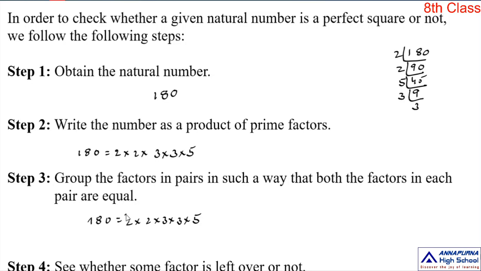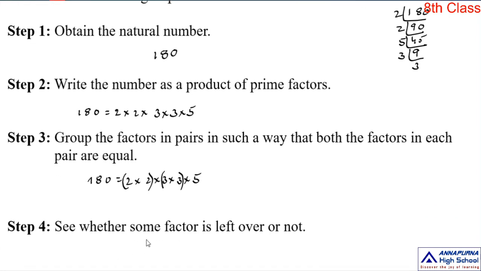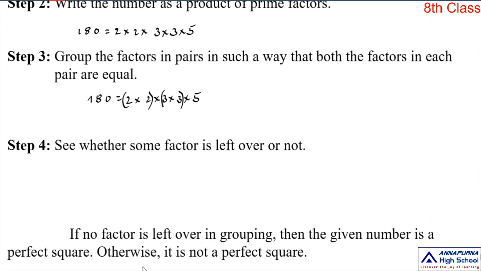Now group them. These two are one group, these two are one group, and you remember, in that group the two factors must be equal. Yes, these two factors are the same, so we group them. These two factors are the same, so we group them, and one more factor is there, that is 5. See whether some factor is left over or not. Yes, here one factor is left over, so it is not a perfect square number.